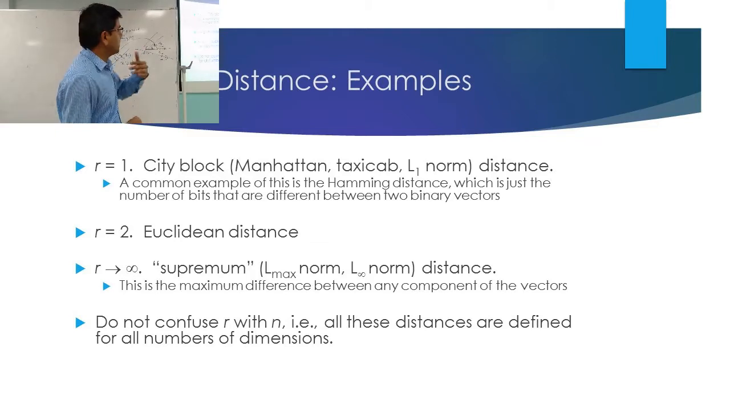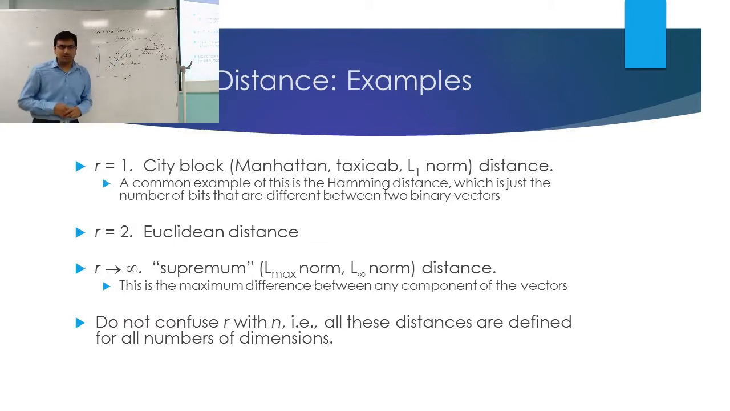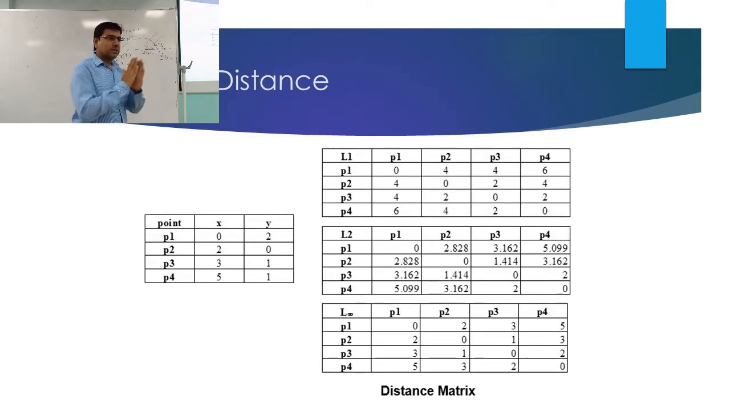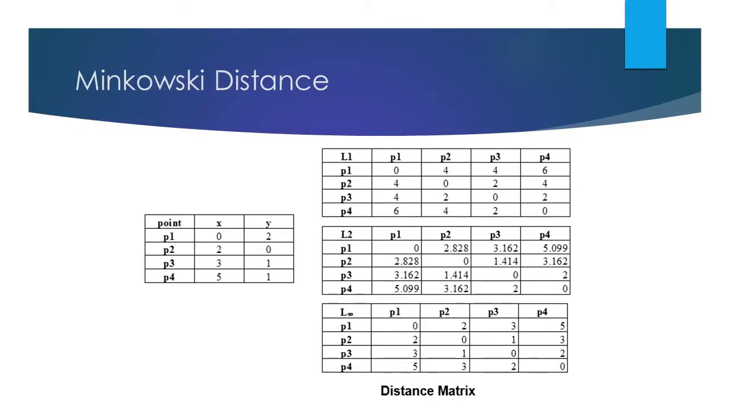If R is infinity, there is no such thing as infinity, but I will tell you how to compute this. This is called the supremum distance. Let us take an example of applying Minkowski with different R values. Now this is the table that is given. You can also observe the points x5. Only two-dimensional data points are collected, and I will take R equals 1. That is basically the absolute difference between the two points, say p1, p2.